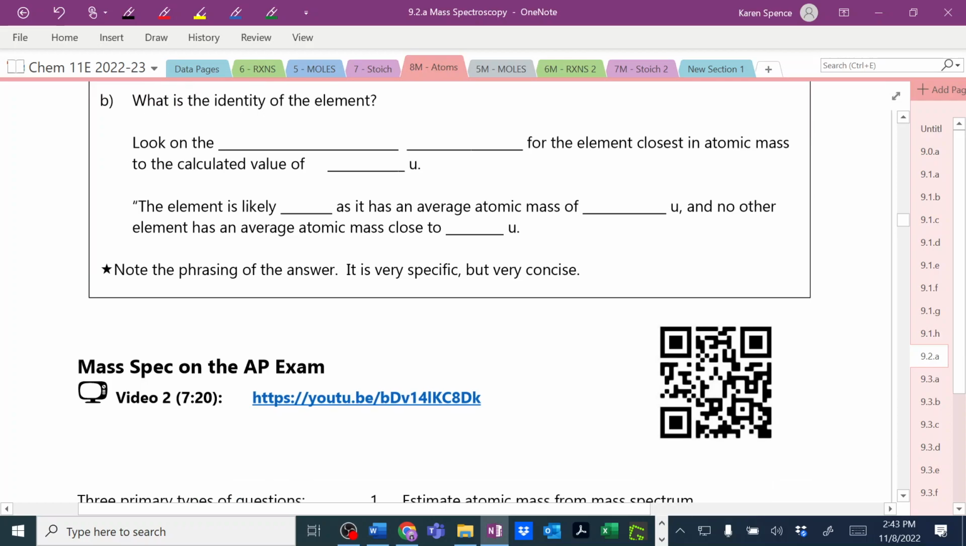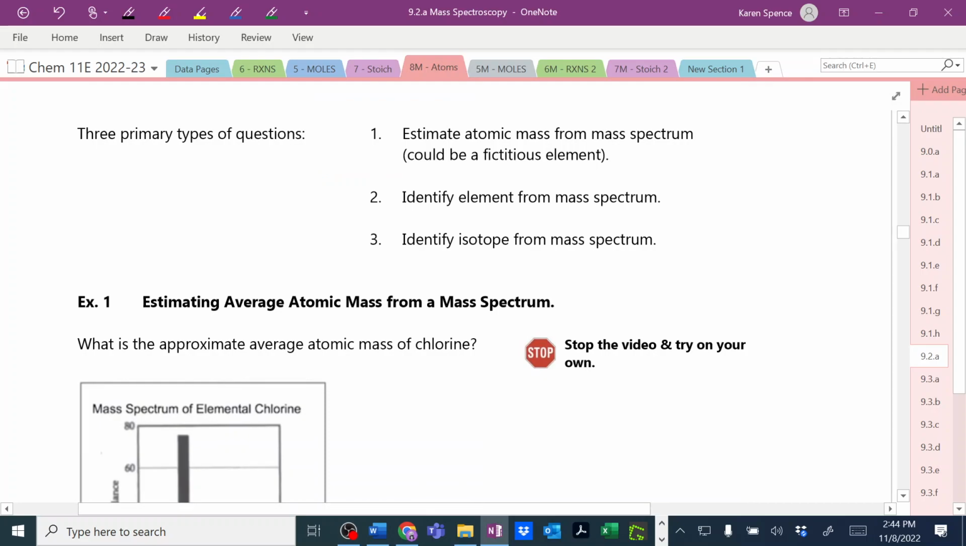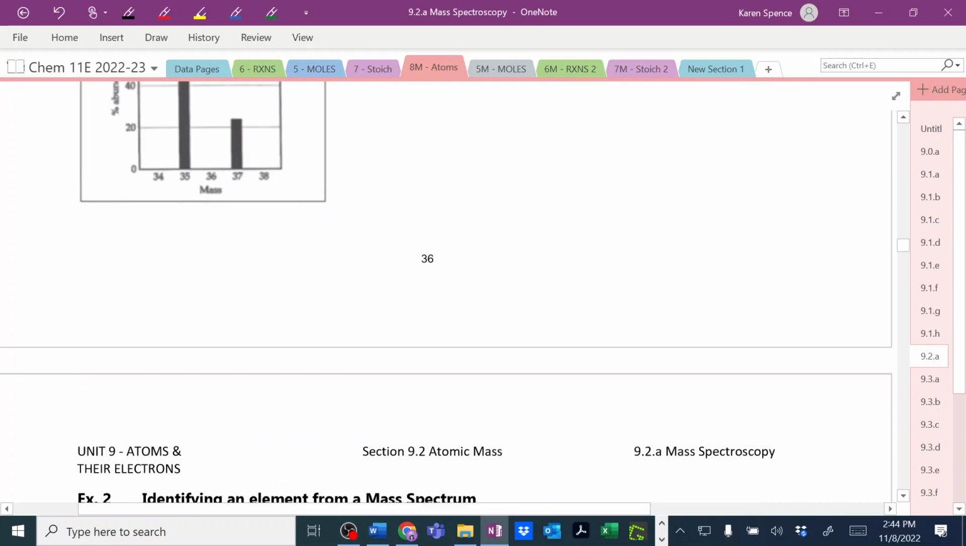Anything else in here that we wanted to take a look at? That one looks pretty straightforward. Yes.